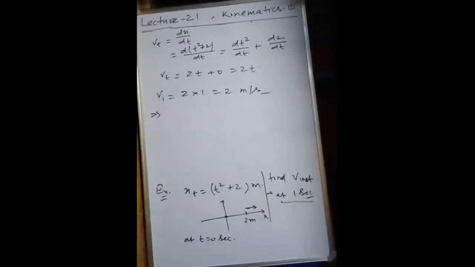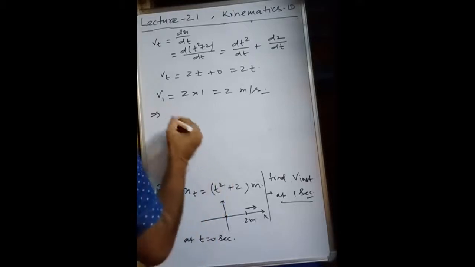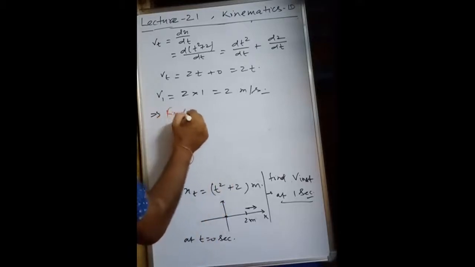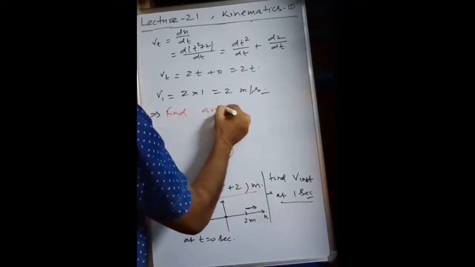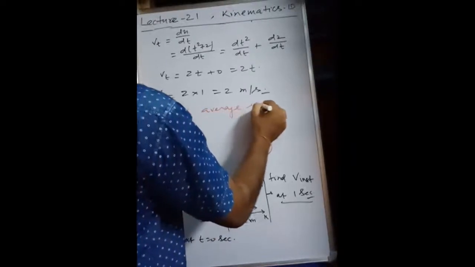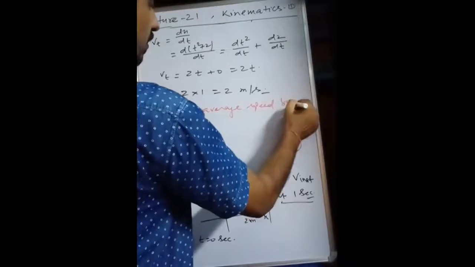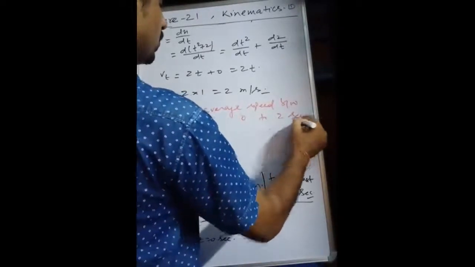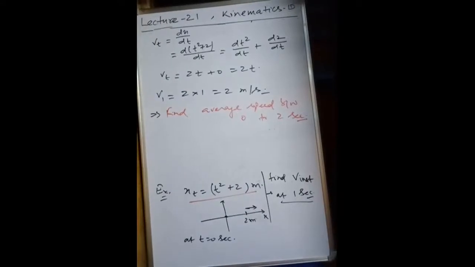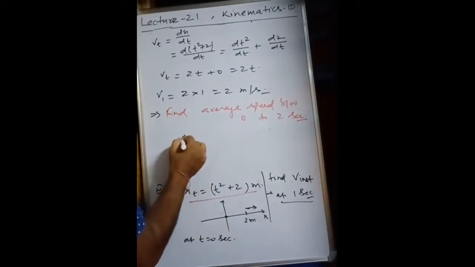Now, we are going to change the question. You have to find the average speed using the same equation. Find the average speed between 0 to 2 seconds. How will you solve this? You can solve the average speed.